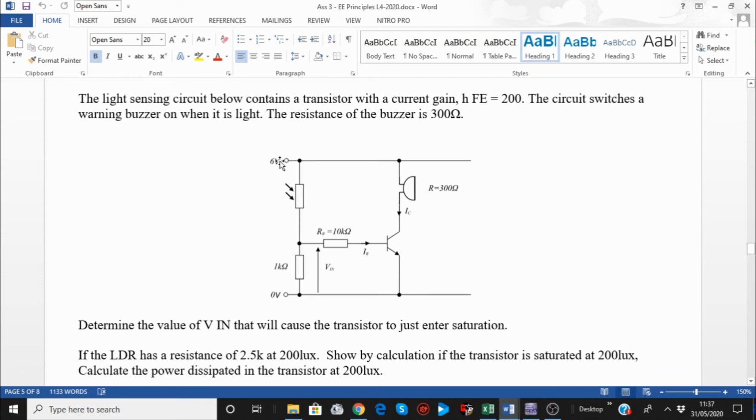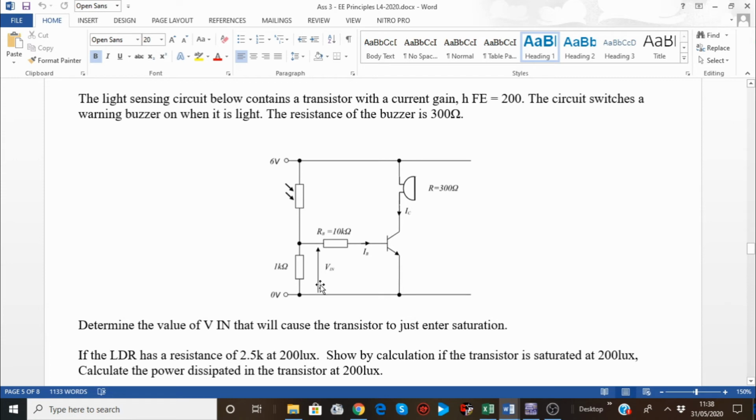Both together divide the supply voltage of 6 volts, depending on the size of the LDR at any given time, depending on how much light you have. So you have a certain amount of voltage coming here, and then that voltage will be applied to the base through this resistor. This is a 10 kilo ohm resistor, just to reduce the current so you don't burn the transistor. This current is the current of the base. We call it IB.